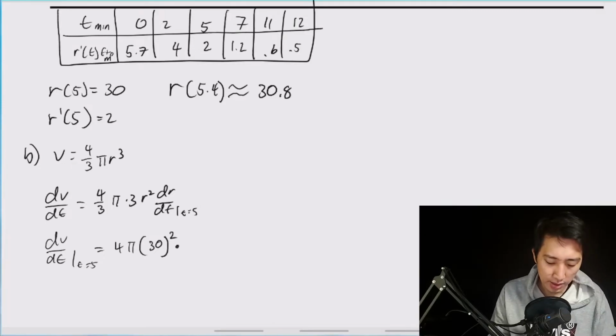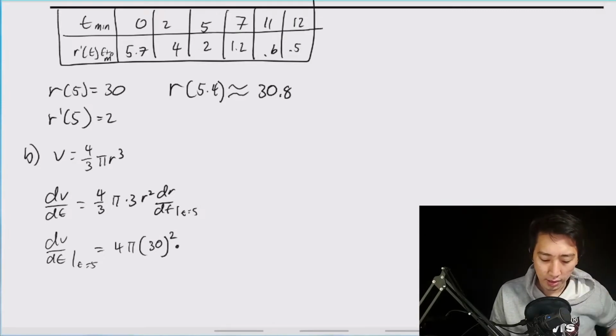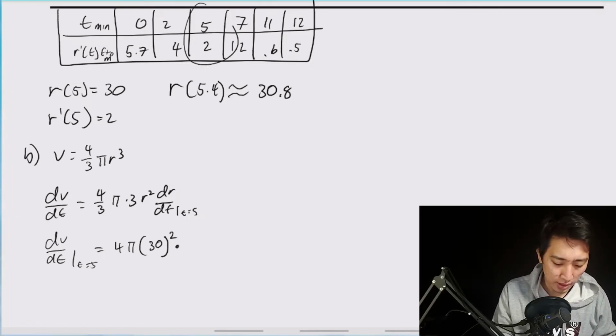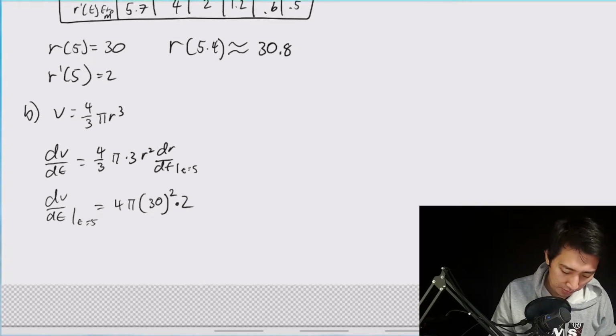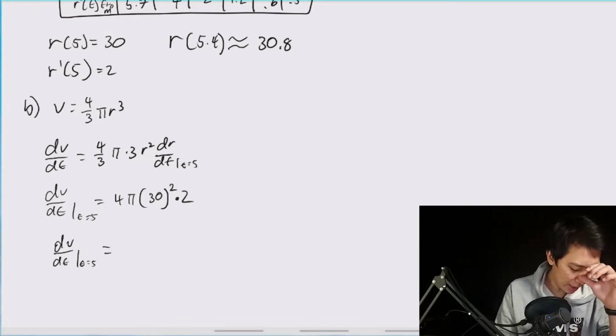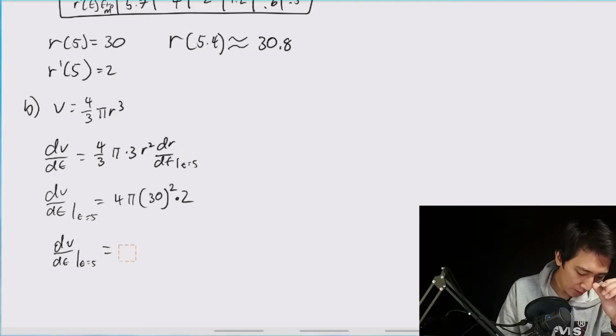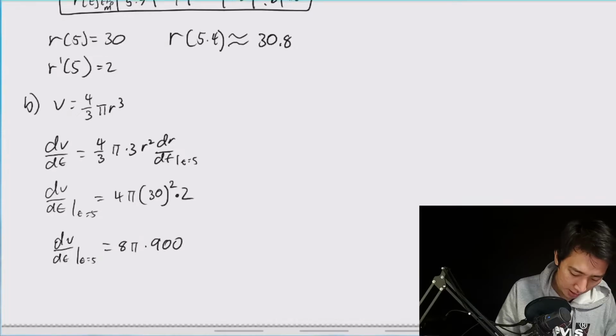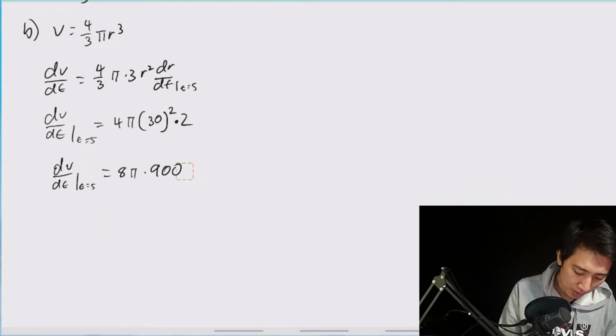So it's saying, what is the slope of my r? What is the rate of change of my r with respect to time when t is equal to 5? And according to this over here, it's 2. So times by 2. So from here, dV/dt evaluated at t equals 5 is going to be equal to 4 pi times 900, and then from here that's 7200 pi.